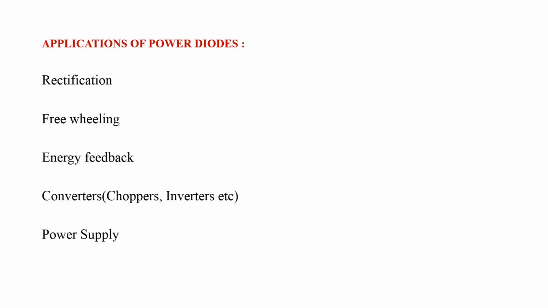Coming to applications, power diodes have many applications, but these are the important ones. The first one is rectification. In the rectification process we use power diodes. The second one is the freewheeling process. The third is energy feedback, and the fourth is converters, that is choppers and inverters, where we use power diodes. Finally, power supplies. These are some of the major applications of power diodes.